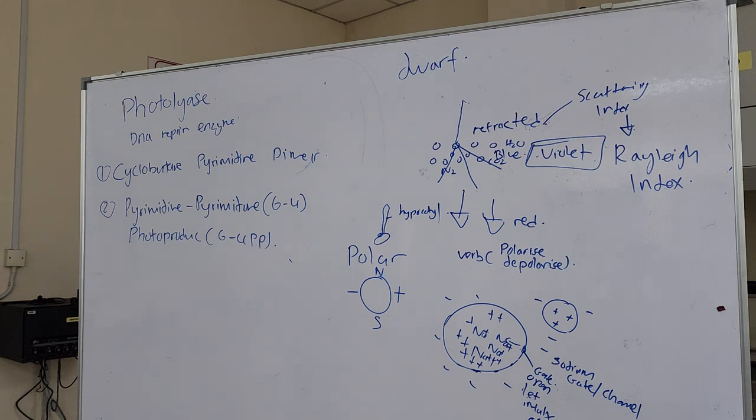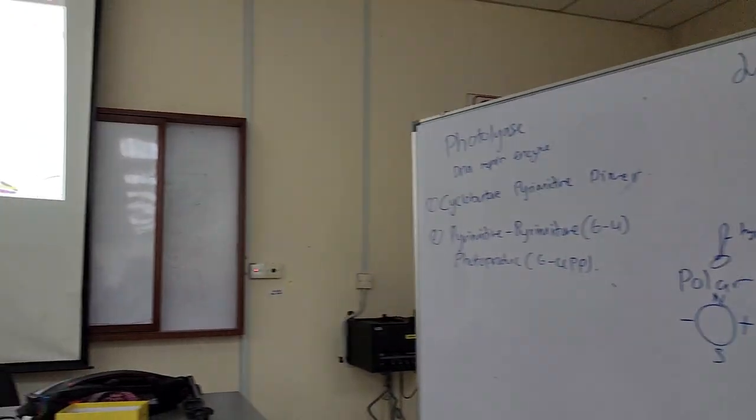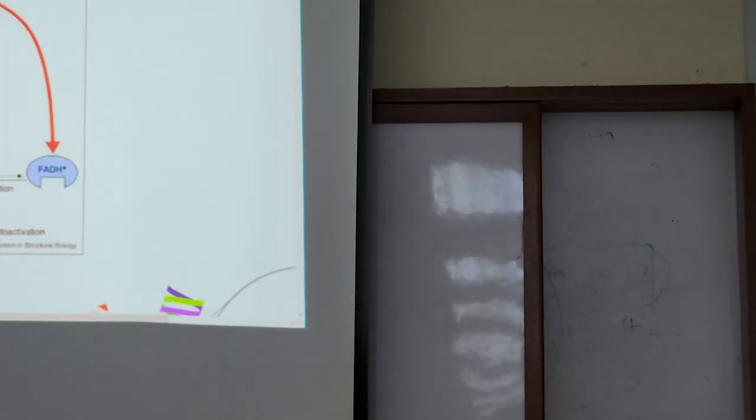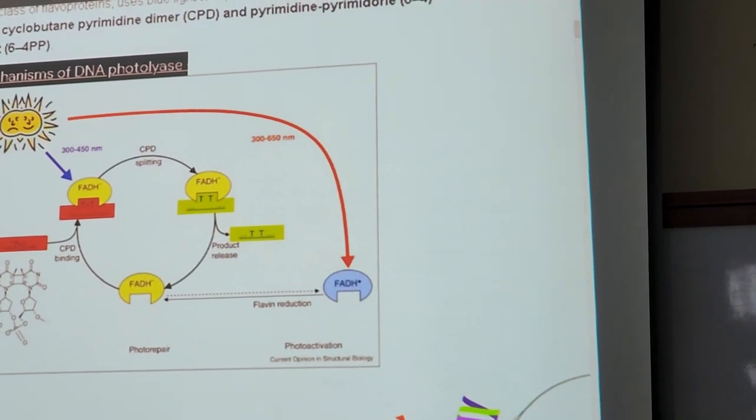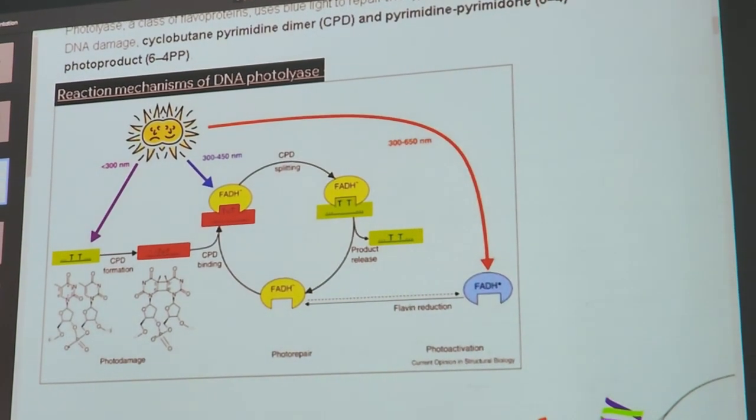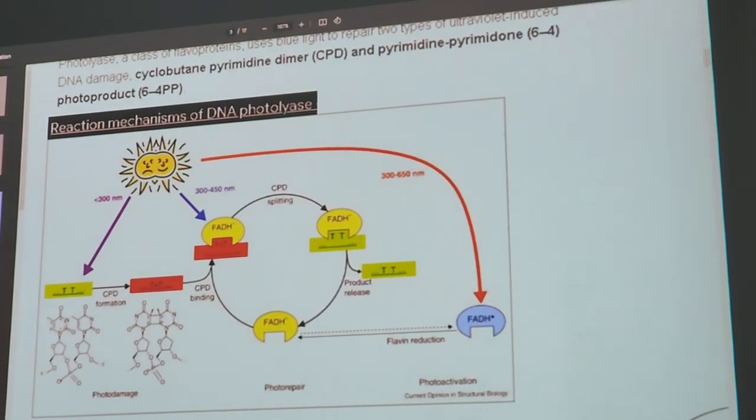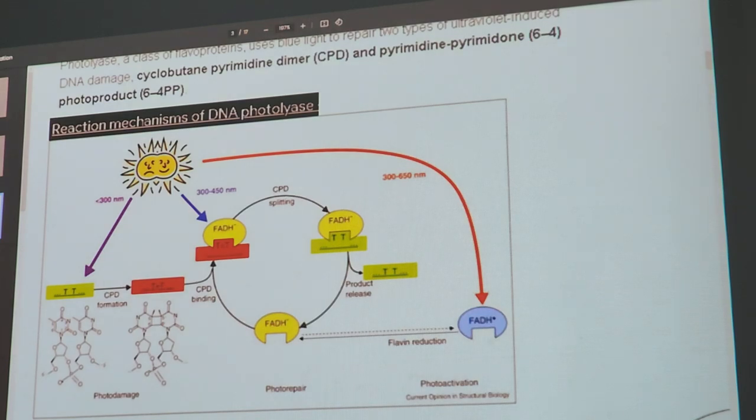So this one will trigger the photo damage, and this photo damage is due to the formation of CPD. In the cells, you will see we have this FAD. FAD is flavin adenine dinucleotide. It's kind of like a protein. This is the one that is going to trigger the repair of the DNA. However, it is not activated without the presence of blue light. So this is very important. The DNA repair mechanism in plants is only possible with the activation of this photo repair mechanism, this FAD.